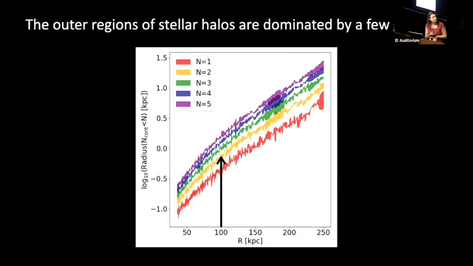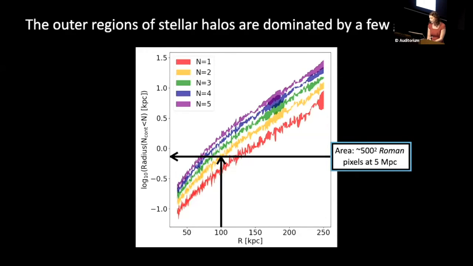We can search a circle with a radius of just under about a kiloparsec, and we would on average only see stars that were contributed by one dwarf galaxy. For reference, that area is a little bit larger than about 500 Roman pixels squared at 5 megaparsecs, which is about 2% of one of Roman's 18 detectors. So this is something that's certainly going to be doable with Roman.